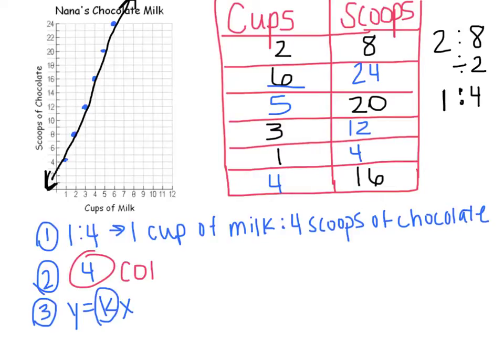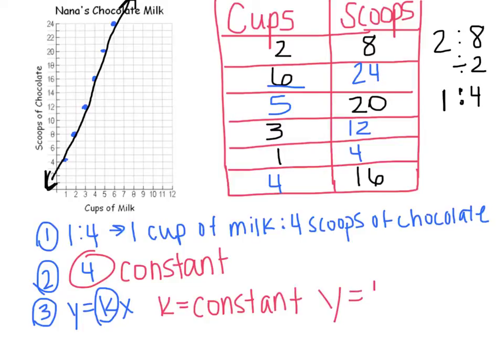This is our constant. And it's our constant because we can multiply 4 by however many cups we are given to find out how many scoops we need to make the perfect glass of chocolate milk. So our formula, if we plug in k equals the constant, is going to be y equals 4x. So if we have 20 cups of milk, we can plug in 20 for x and say, okay, 4 times 20 is going to be 80, so I need 80 scoops of chocolate.